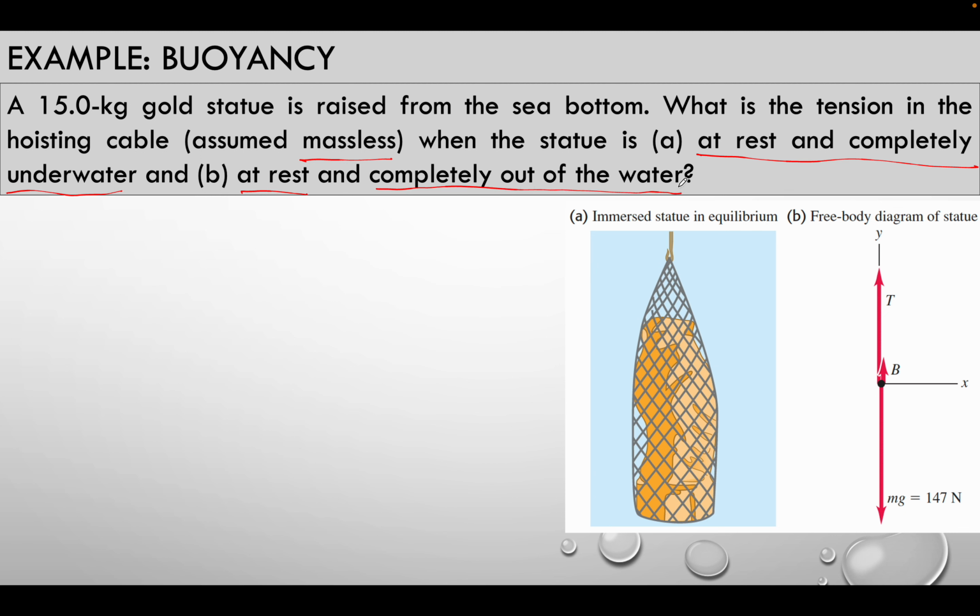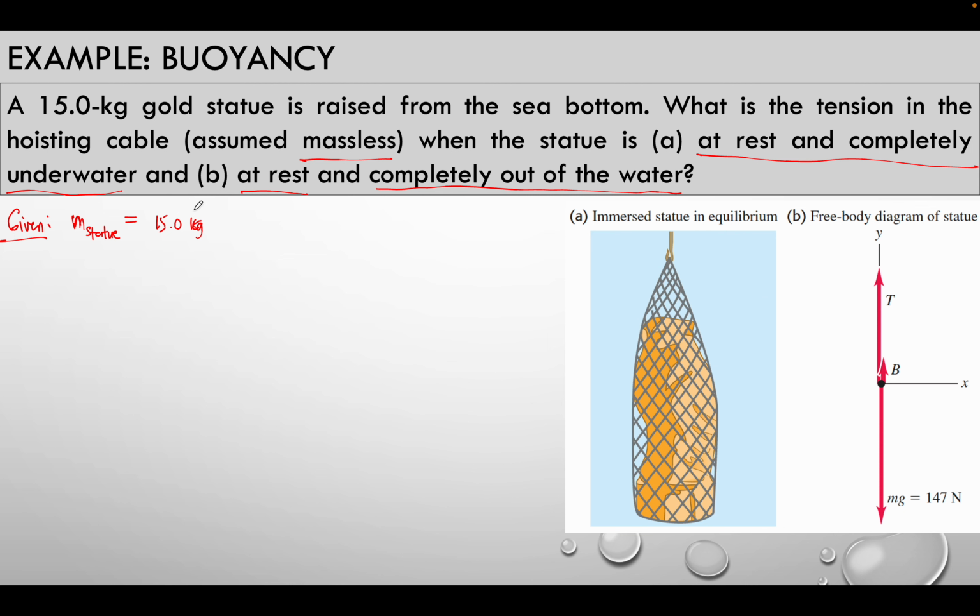Okay, so again, we have for our given values, the mass of the statue, which is equal to 15 kilograms.